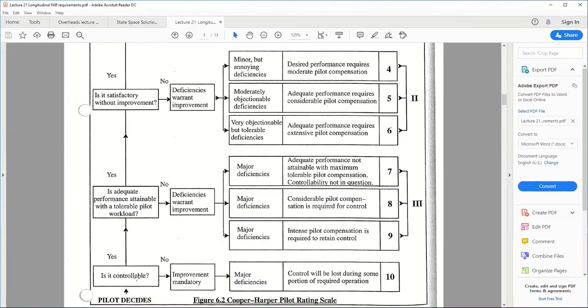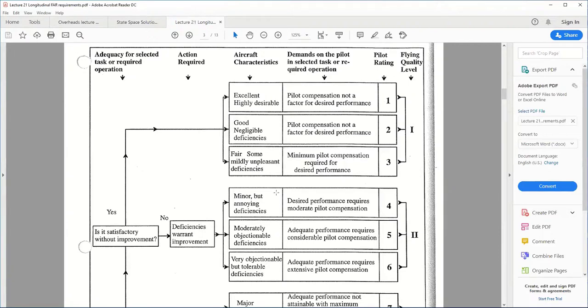And then he goes up, if it's controllable, is it adequate with a tolerable pilot workload? No, then it gets a 7, an 8, or a 9 based on how bad the flying qualities were. And is it satisfactory without improvement? And the best rating is the top. It's excellent. It's highly desirable. So the pilots rated different aircraft with different stability characteristics. And then the requirements were developed so that people designing airplanes could say, okay, if I meet these requirements, I know that I will get an airplane that gets a good Cooper-Harper rating on it.